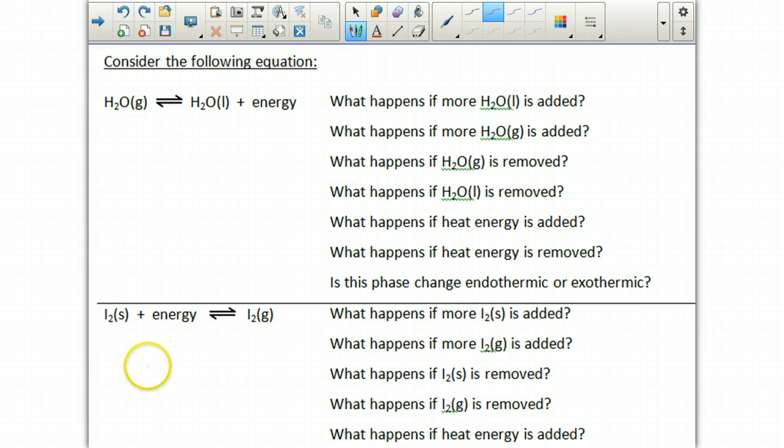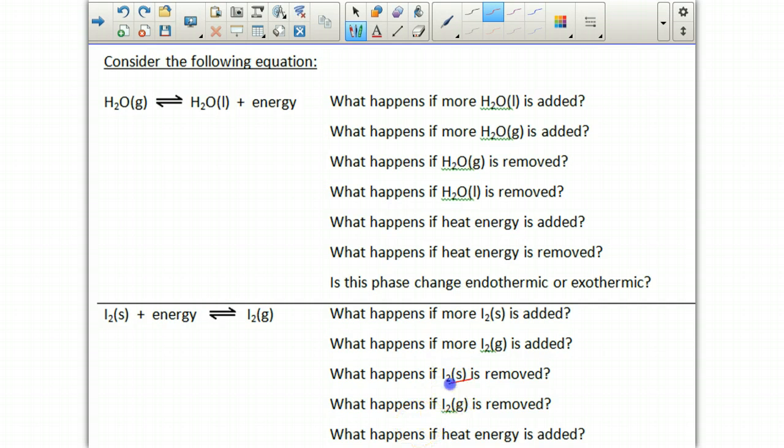Okay, a couple more examples. What if more iodine as a solid is added? If I add iodine as a solid, the system will shift toward the right. That's going to cause this to decrease and this to increase. What happens if more iodine as a gas is added? So I'm going to add more of this. It's going to cause my system to shift to the left. That's going to cause both of these to increase, and anything else on the product side would decrease.